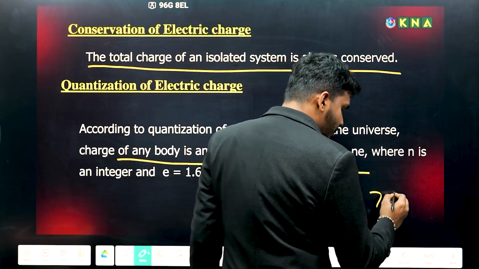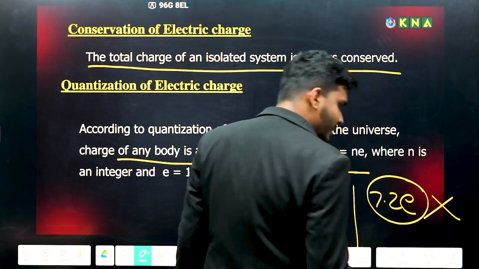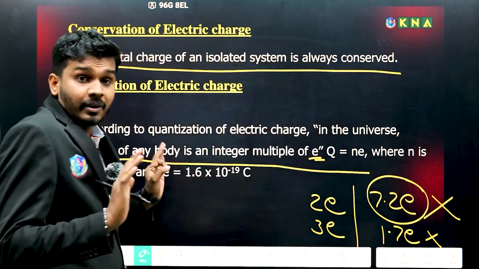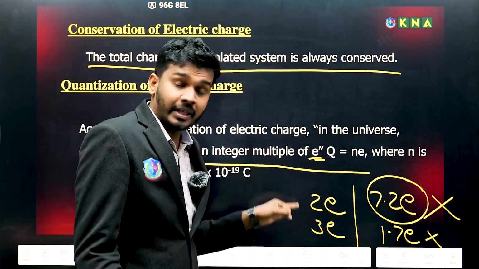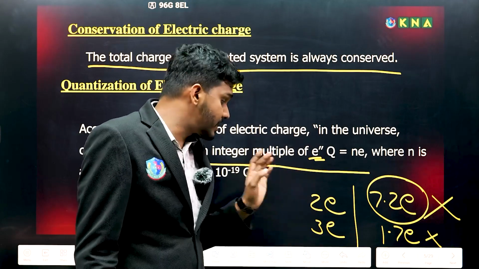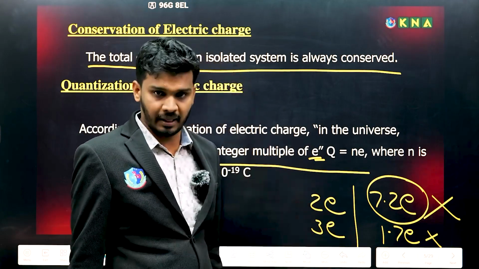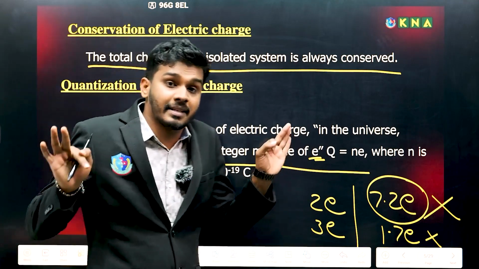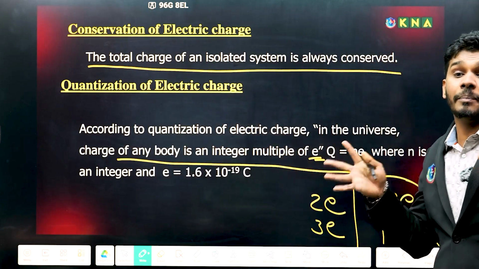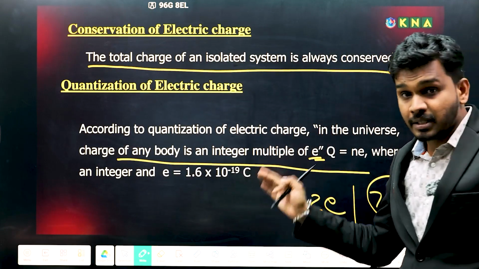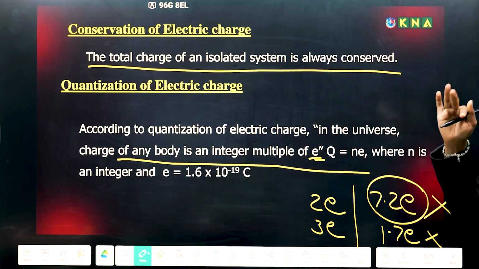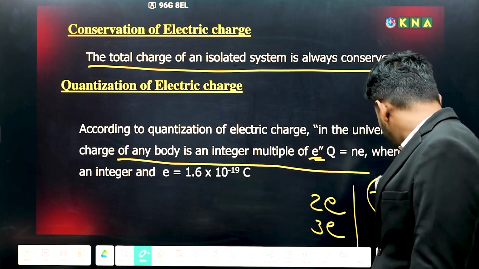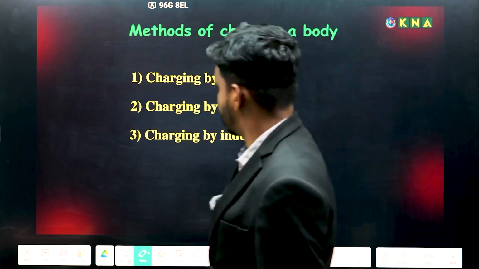But 7.2e as the charge of an object is not possible. 1.7e is not possible, because it is not an integer multiple of e. Only integer multiples of e are possible for the charge of an object in the universe. That is the quantization of charges. These are the different properties of charges: first, the additive property; second, the conservative property; third, the quantization property.